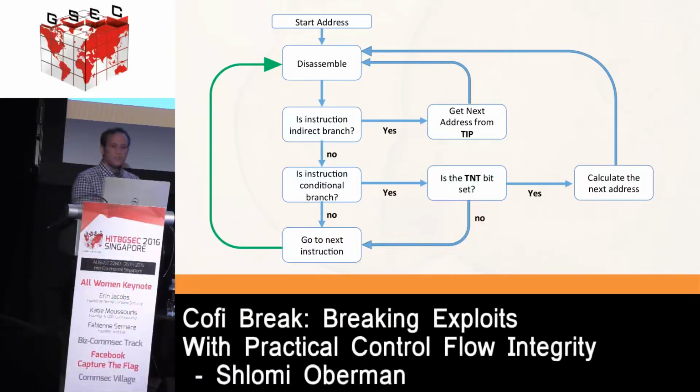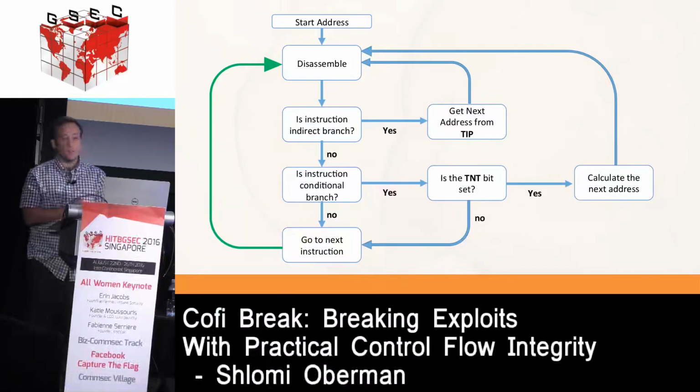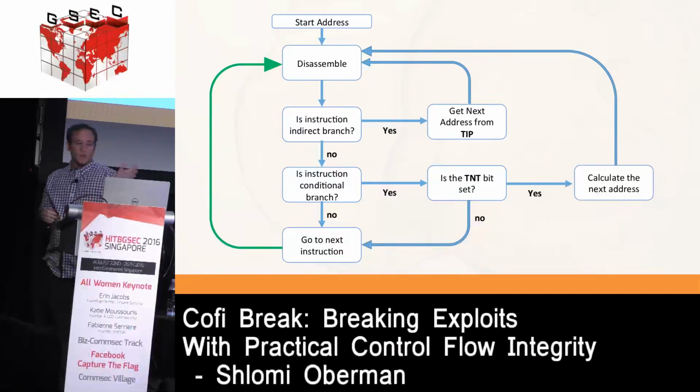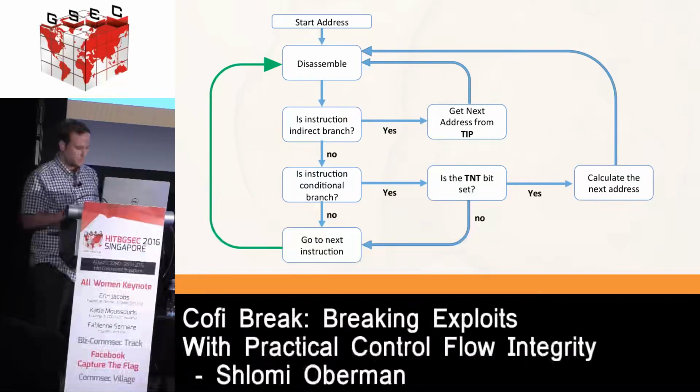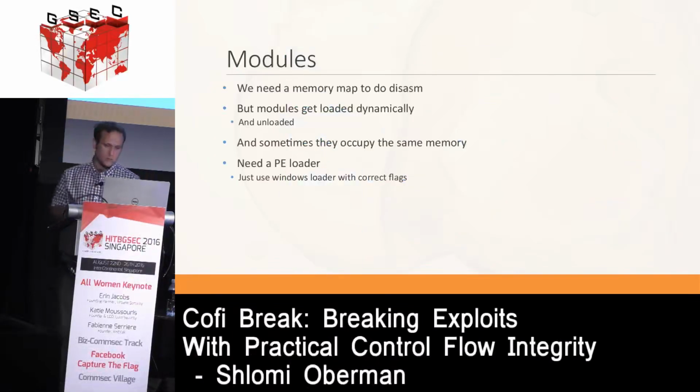How do we analyze the trace? We take a start address. The Intel PT trace gives us a start address, and we start by disassembling. We disassemble an instruction, and we check if the instruction is an indirect branch. An indirect branch or a far branch, any branch for which we do not know the next address. Interrupts would also fall into this category. Returns would also fall into this category. So if this instruction is an indirect branch, we look at the next TIP, and we go back and disassemble. If this instruction is not an indirect branch, but it is a conditional branch, we look at the TNT bits, and if the TNT bit is set, we calculate the next address based on the disassembly, and we go back to disassembly. If the TNT bit is not set, we simply continue to disassemble. So, very simple, naive implementation. This is the by-the-book way of analyzing Intel Processor Trace.